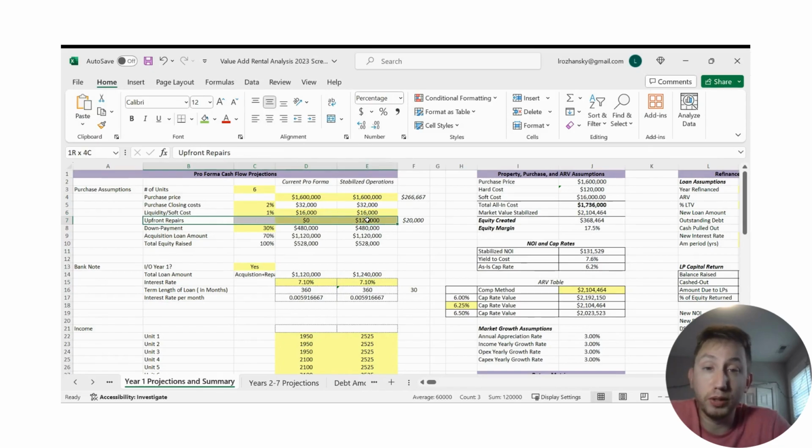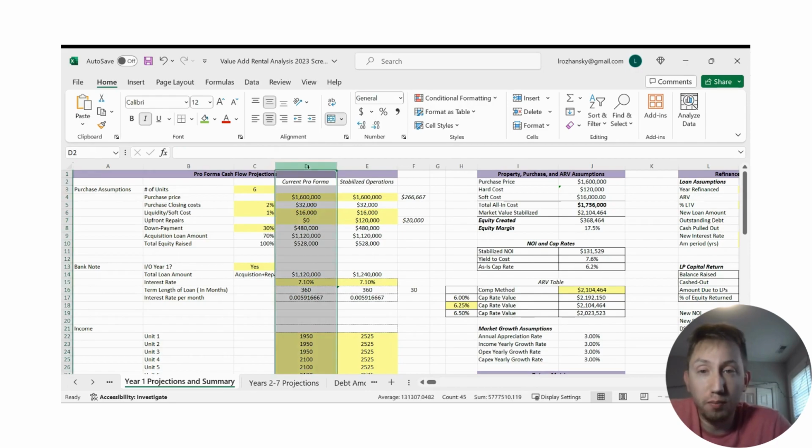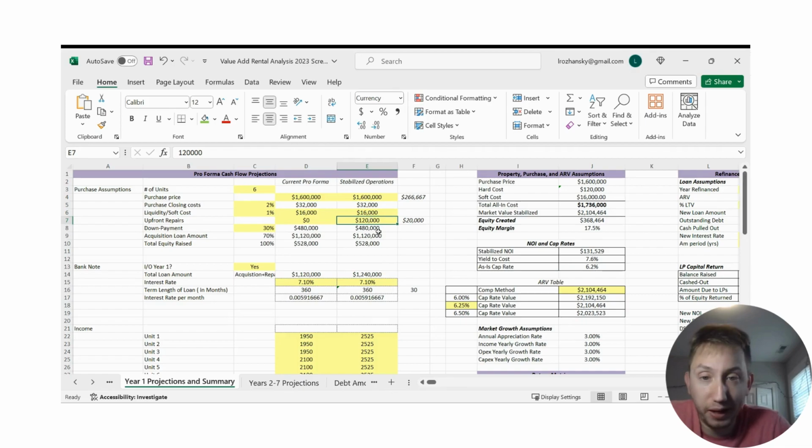Now, for repairs, we assume that those are going to be bank funded, and typically 100% of the proceeds will be bank funded. Now, you'll see here on one column I have 0, and one column I have 120,000. If you'll note, my column D here is a current pro forma, right? So this is current numbers, whereas column E is my stabilized operations column, right? So basically what we're saying is, hey, what do the numbers look like today? And obviously, in this scenario, we have not done any repairs. That's why it's 0. And then, hey, what happens when we take this money, spend the money for repairs? What do our financials look like, right? So that's why you'll see this discrepancy between 0 and 120,000.